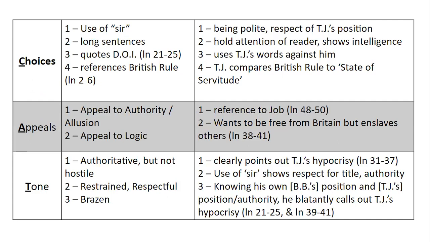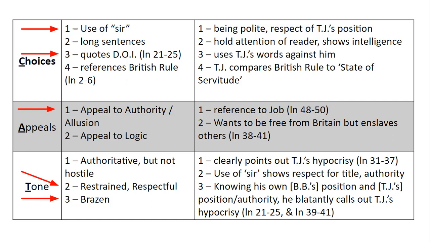And if we were to spend 15 minutes listing out all the choices and the appeals and the tones, we would have something that looked like this. I'm showing you this so if you get stuck in your writing, you have something to fall back on, and you can use this to revise your writing. As far as choices, we talked about the use of sir, the use of long sentences, the direct quotes of the Declaration of Independence. In the appeals, we talked about the appeal to authority, the reference to Job. And the tone, again, goes back to his use of sir. That's giving respect to the title and to his authority.